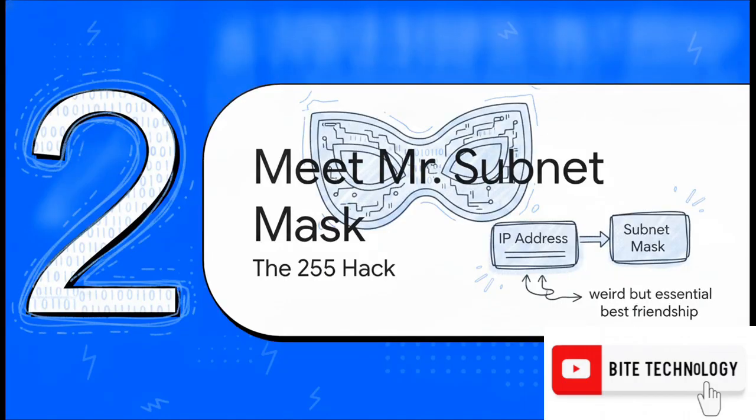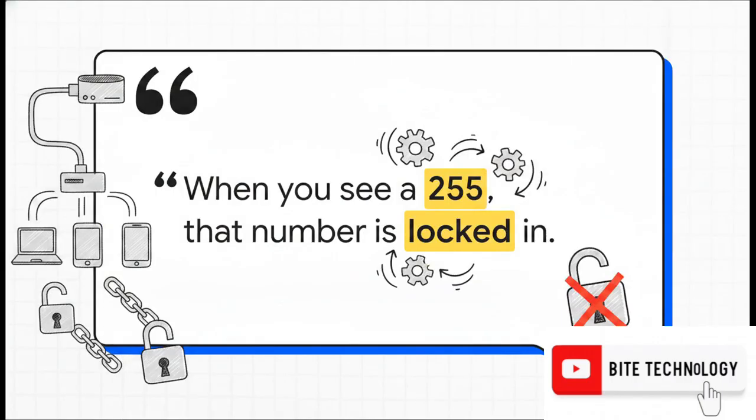Moving right along to Section 2. Meet Mr. Subnet Mask and the 255 hack. See, your IP address doesn't work alone. It actually has a weird but absolutely essential best friend. When you look at your network settings, you'll see a subnet mask sitting right next to your IP address. It almost always has the number 255 in it. The golden rule here is this: wherever you see a 255 in a section, or what we in the biz call an octet, that corresponding number in your IP address is permanently locked in for your local network. Boom, it will never change.